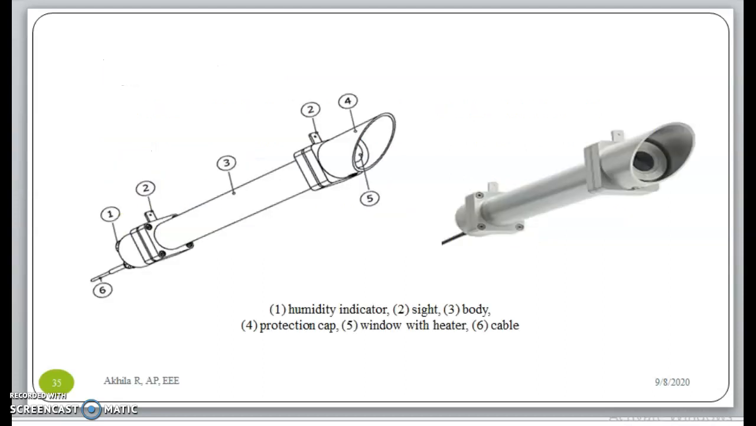Now let's have a look at the instrument. The parts of the instrument have been given as 1 to 6. Part number 1 is the humidity indicator. Part number 2 is the sight. Part number 3 is the body of the meter instrument. The 4th is the protection cap, meaning protection for the lens. The 5th is the window with the heater, and the 6th is the cable.